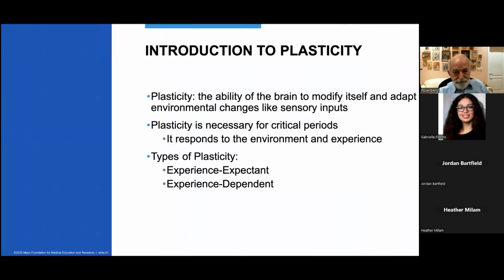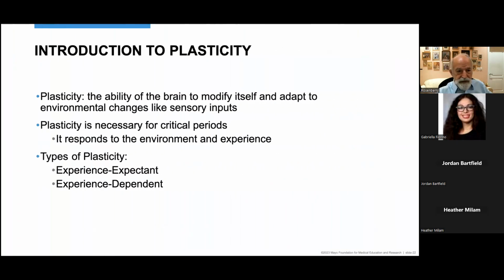Plasticity. Plasticity is the ability of the brain to modify itself and adapt to environmental changes like sensory inputs. Plasticity is necessary for critical periods. It responds to the environment and experience. There are two types of plasticity: experience-expectant and experience-dependent.